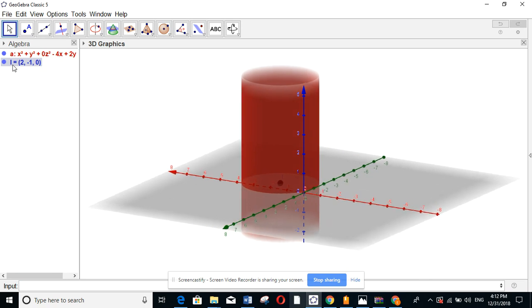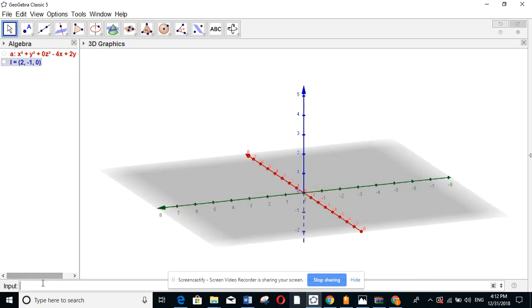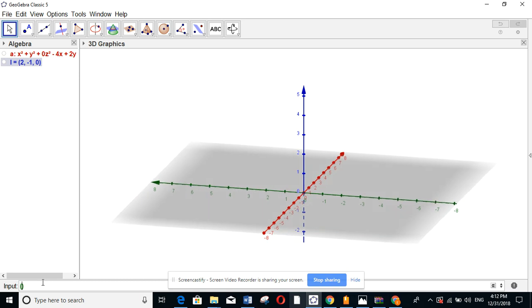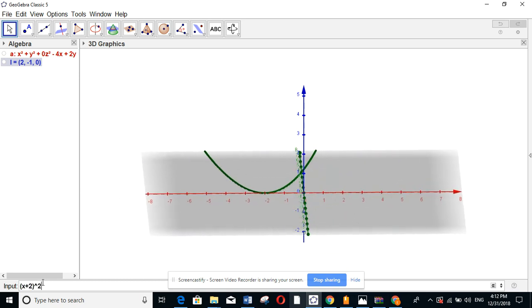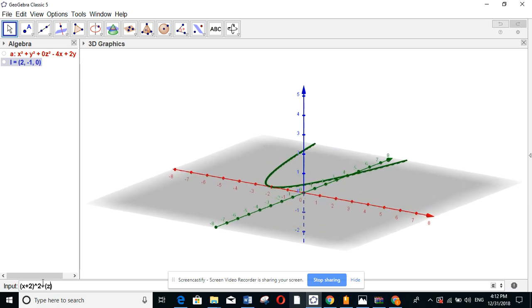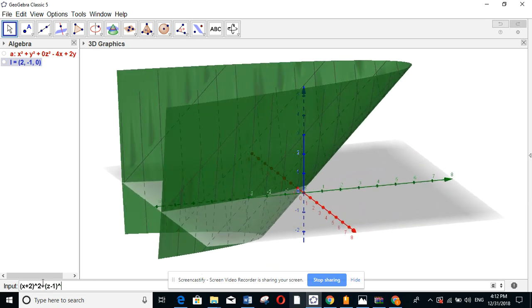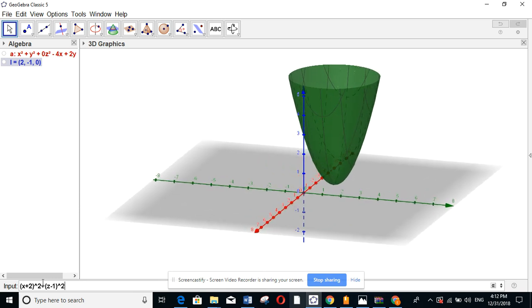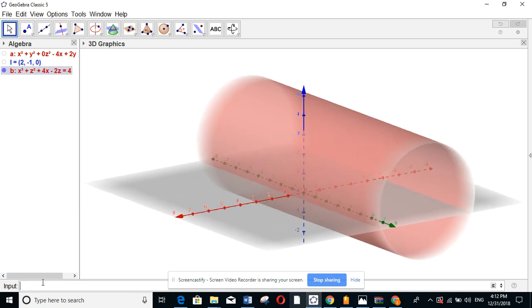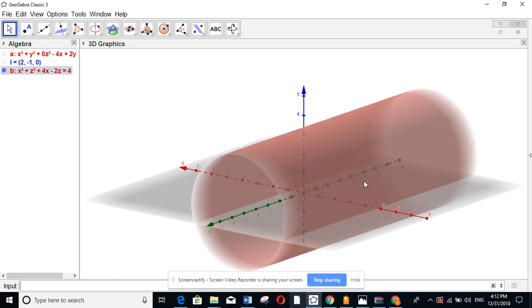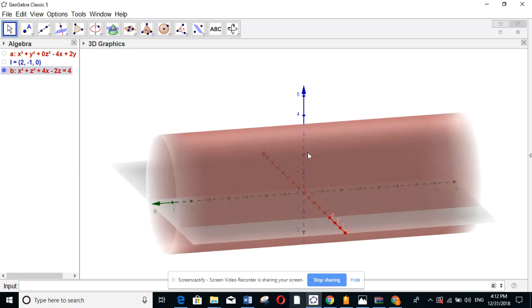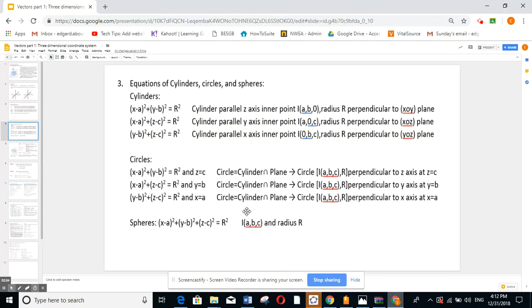So if I want to take another one, for example, suppose I want to take (x plus 2) squared plus (z minus 1) squared equal to 9. So it's also a cylinder, but here, since we have missing y, it's parallel to the green line y and perpendicular to the xz plane. So from now on, when you have equations like this in 3 dimensions, these are not equations of circles. These are equations of cylinders.